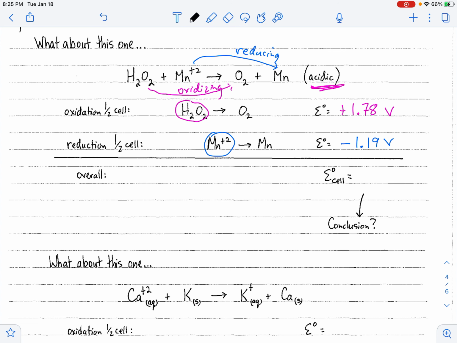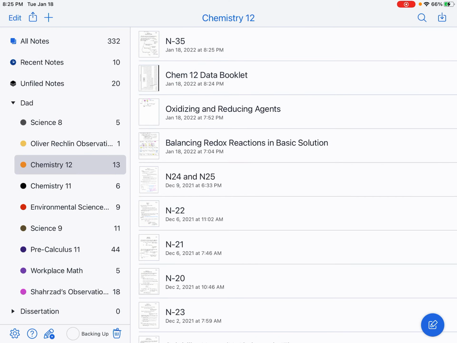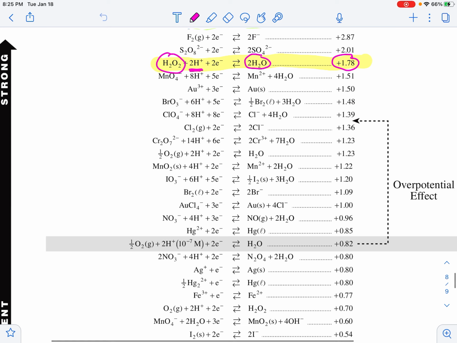Have you spotted my mistake? And I'm going to claim that I did this on purpose. The H2O2 is oxidizing to O2. What side of the chart was I looking at? I made the critical mistake. I had the H2O2 on the left-hand side going to the right-hand side, which is the reduction of H2O2. That is wrong.